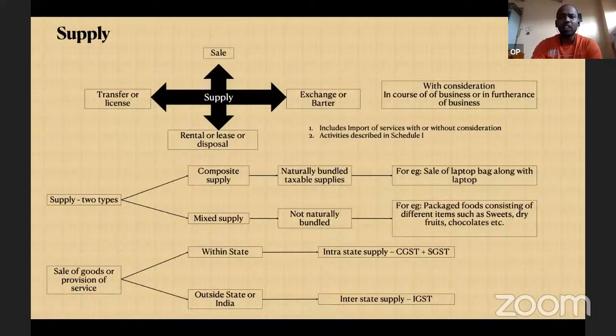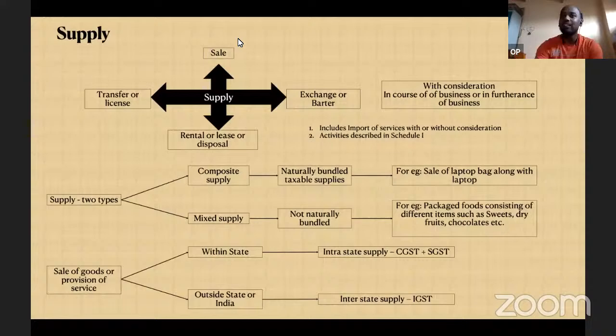Now, what does exchange mean? Exchange means a transaction which involves one person giving goods and taking back other goods. For example, if you go to a dealer showroom, exchange your old car and get a new car. Though you are not getting sale consideration there, consideration is being received in kind. Therefore, exchange is also a supply.